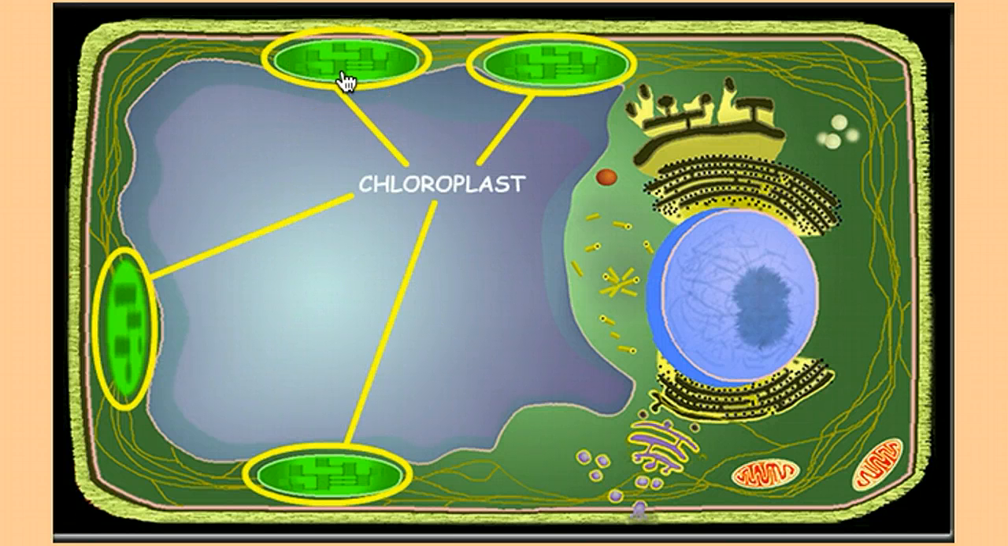The chloroplast is what is responsible for plants having the ability to make food. The chloroplast contains chlorophyll.